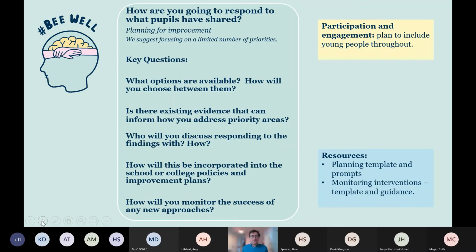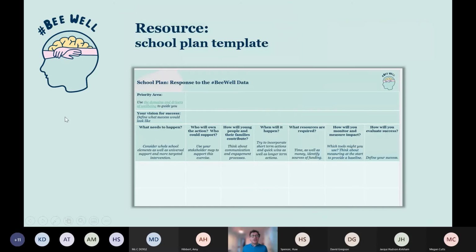I'm going to share a couple of resources with you for this part of it. So the first one, and again, this is pretty standard action planning template. Identify what your priority area is.